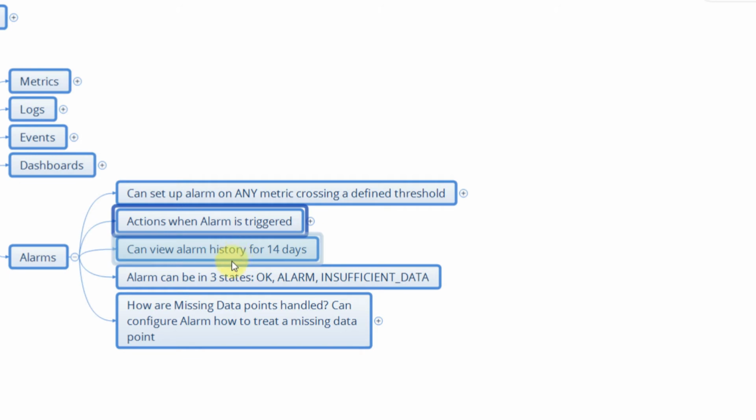And alarms can be in 3 states: OK state, alarm state, and insufficient data. OK means the metric is not breaching the threshold. Alarm means the metric has breached the threshold. And insufficient data means that not enough data is available for the interval to make a decision about the alarm.